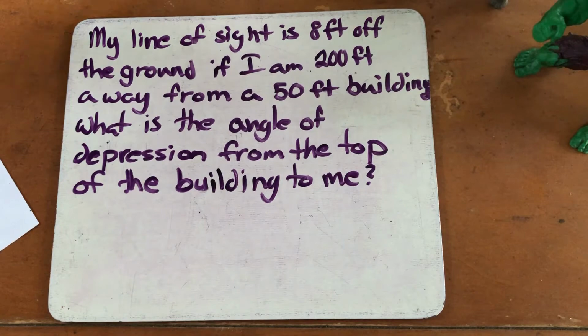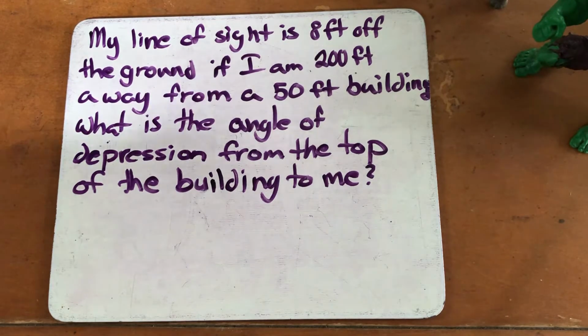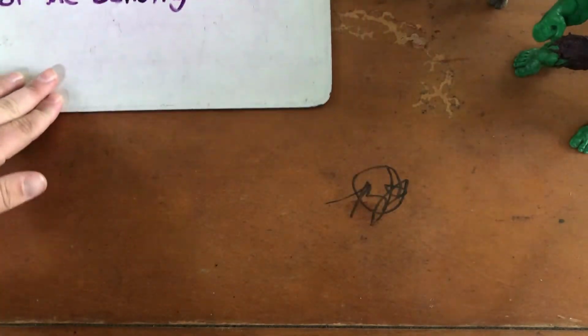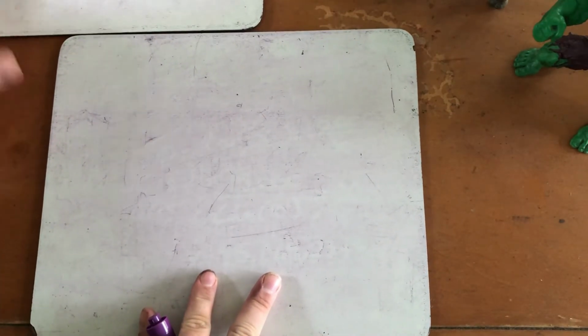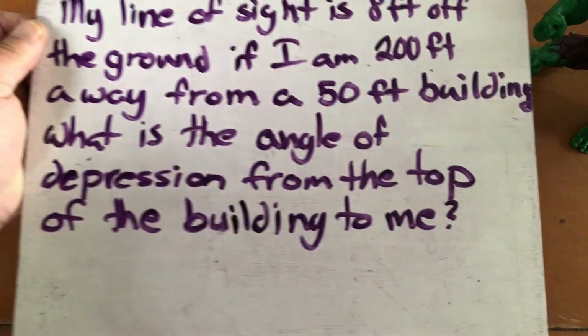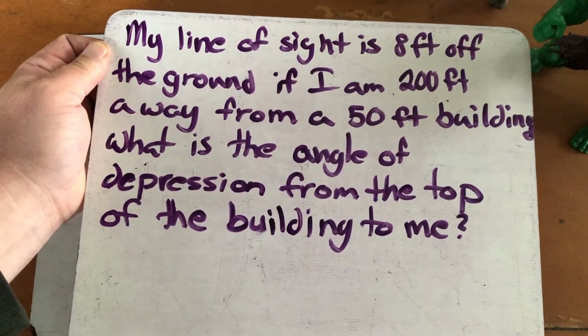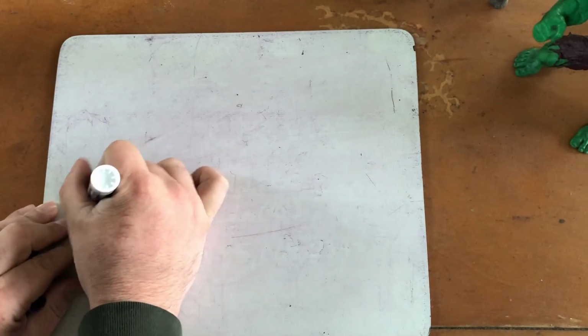For my last example, my line of sight is 8 feet off the ground. If I'm 200 feet away from a building and the building is 50 feet tall, what is the angle of depression from the top of the building to me? All right, so now, when I draw my picture, we have to take into consideration all the things I just read. I'm sorry. If you want to pause it and copy down the problem, there it is. All right, so I'm looking at that same problem. So let's draw the picture.